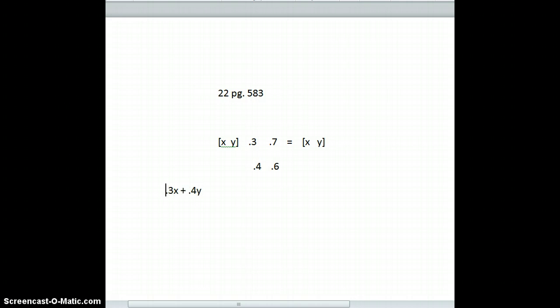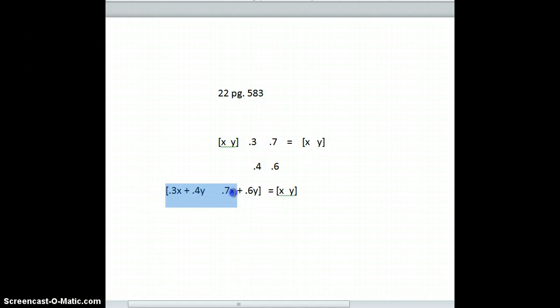And now we can't really add those together because we don't know what x and y are. So we would have to just write it like that, 0.3x plus 0.4y. And then you take that row and multiply it by the second column. So you get 0.7x plus 0.6y. And so all we've done is reduced this left side of the equal sign by doing matrix multiplication, and the right side of the equal sign stays the same. We haven't done anything on the right side.